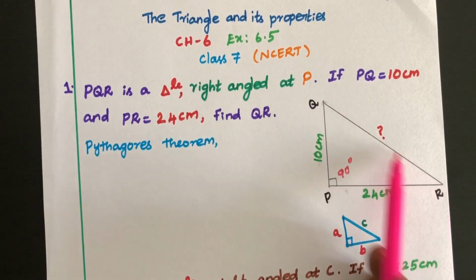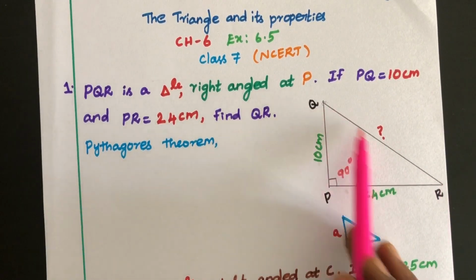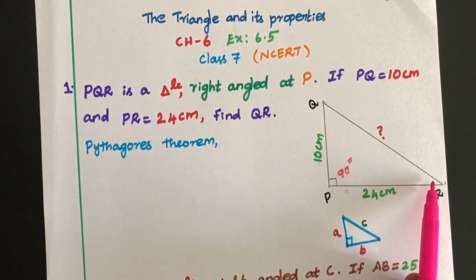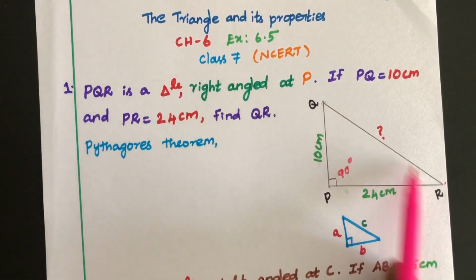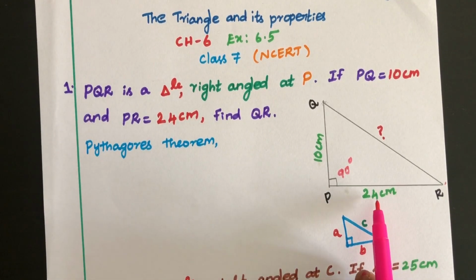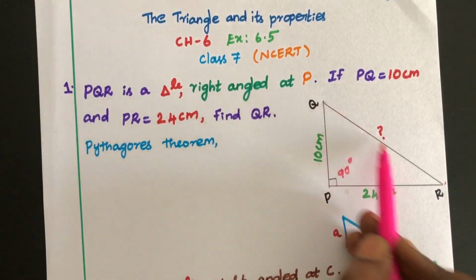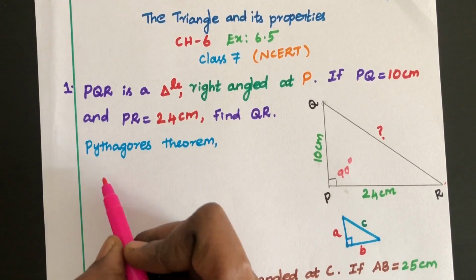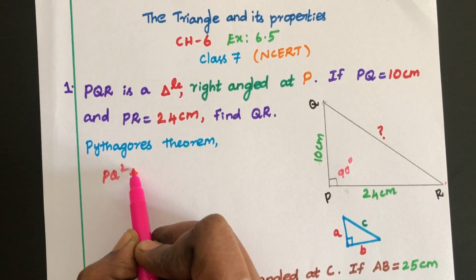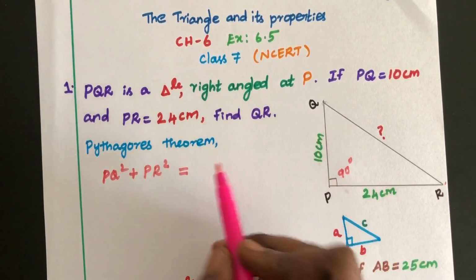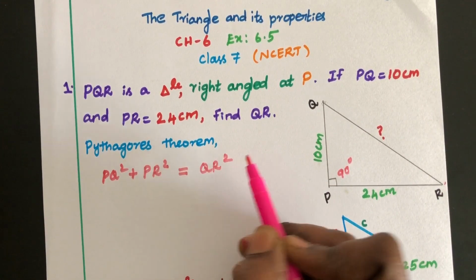That means this is called the hypotenuse side. These two are the legs, the sides opposite to this hypotenuse. So we are going to find the length of this hypotenuse. What does the Pythagoras theorem say? The sum of the squares of the lengths of the two sides is equal to the square of the hypotenuse. So what are they? PQ square plus PR square equal to QR square, right? This is the Pythagoras theorem.